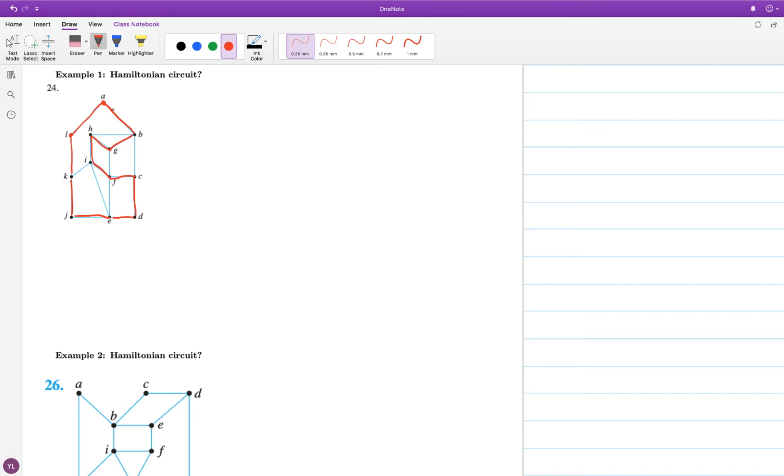So I found myself a cycle through the graph. I visited each of the vertices exactly once, and I haven't reused an edge. So this is a Hamiltonian circuit.